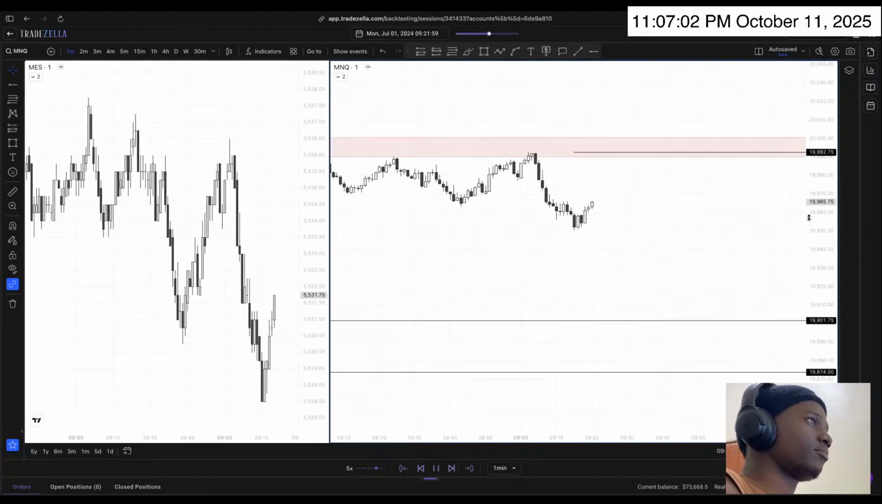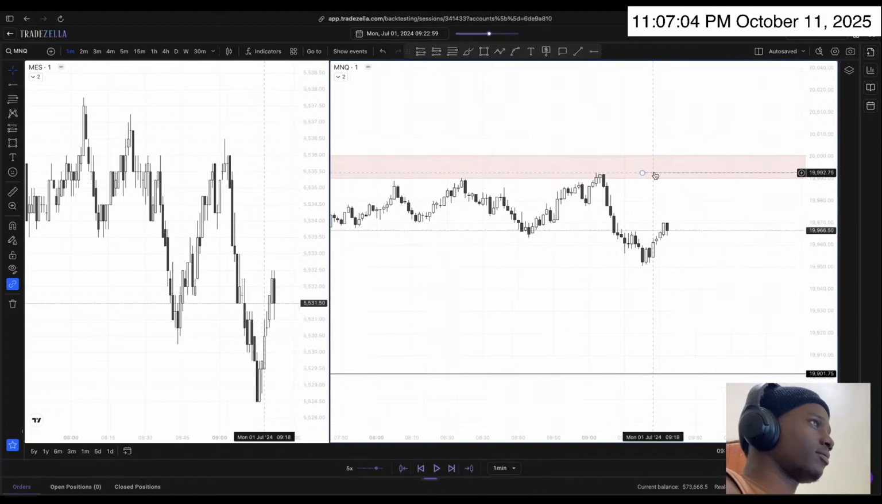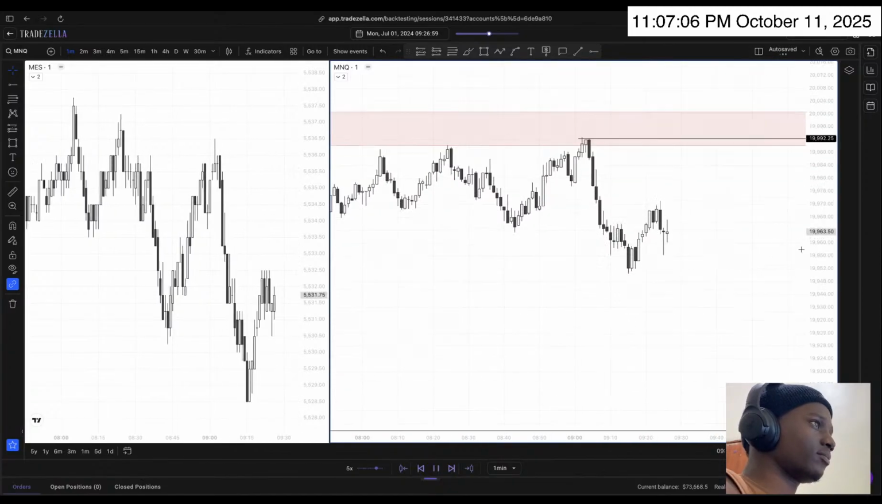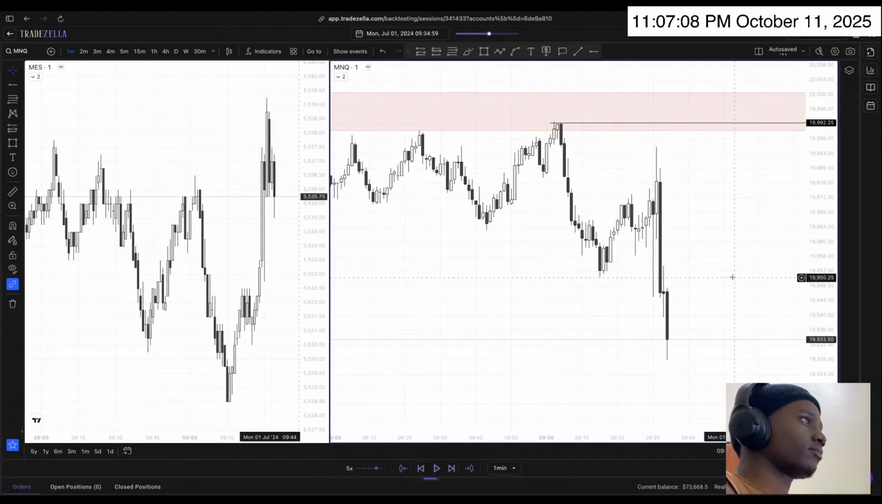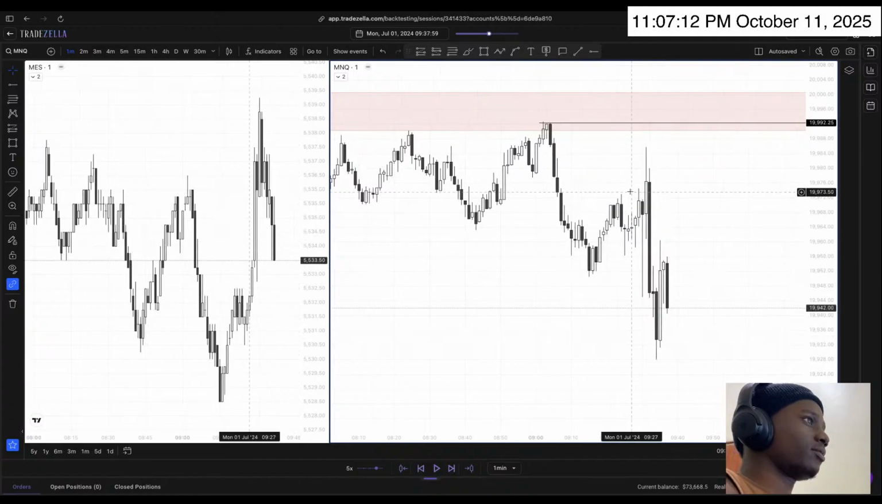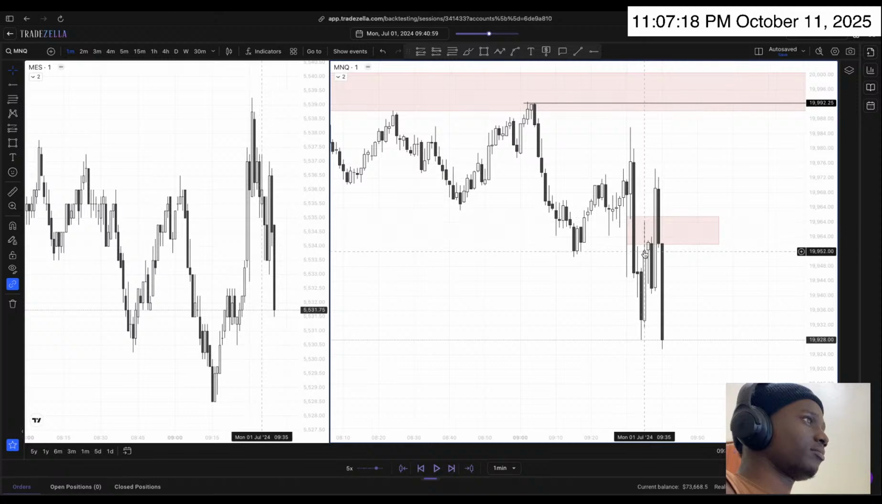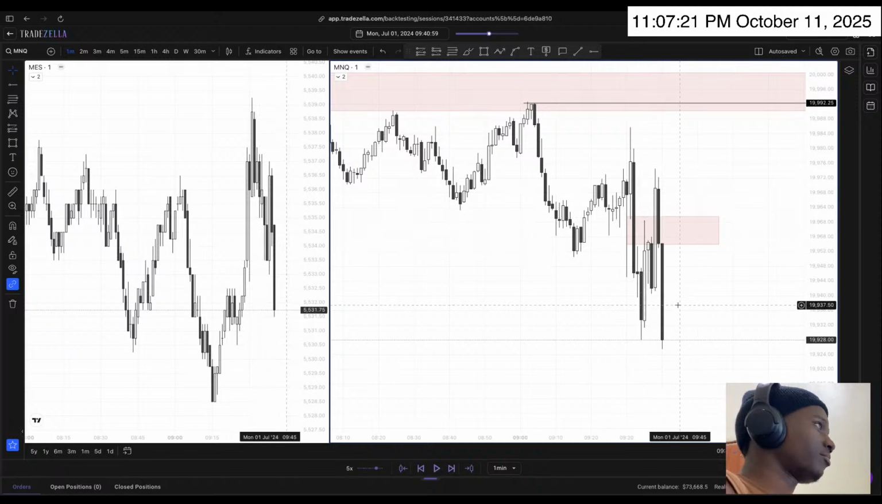City open, manipulate the high though. These relatively equal highs. Alright, the SMT is put in. Retracement back into the gap. This is another model. I think it's probably gonna drop. So it pushes higher, then starts dropping.